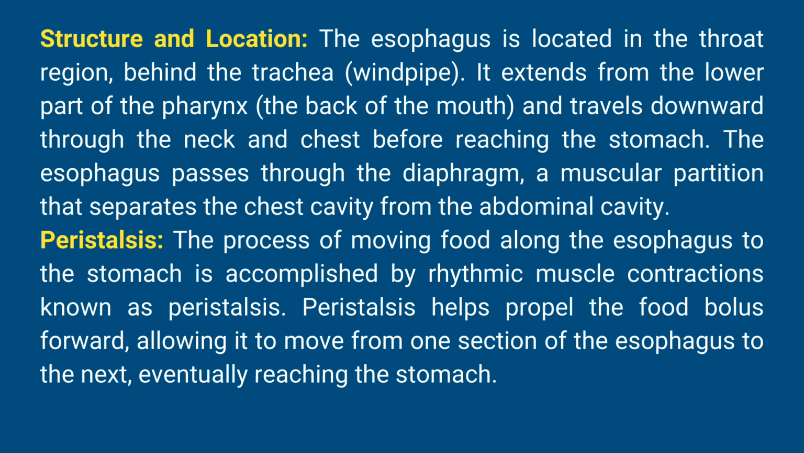Peristalsis. The process of moving food along the esophagus to the stomach is accomplished by rhythmic muscle contractions known as peristalsis. Peristalsis helps propel the food bolus forward, allowing it to move from one section of the esophagus to the next, eventually reaching the stomach.